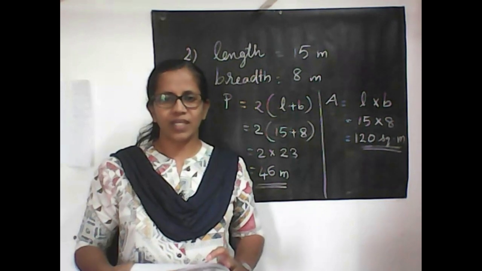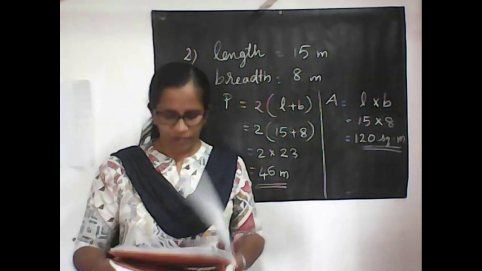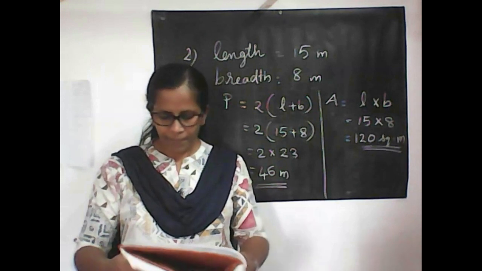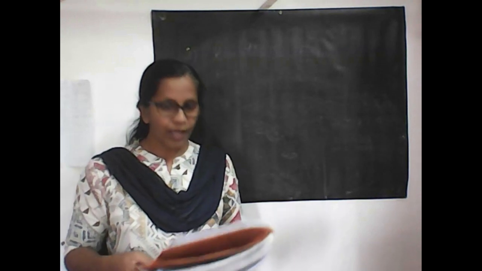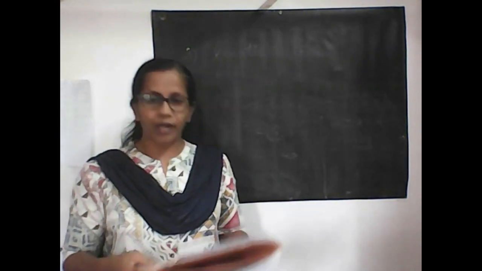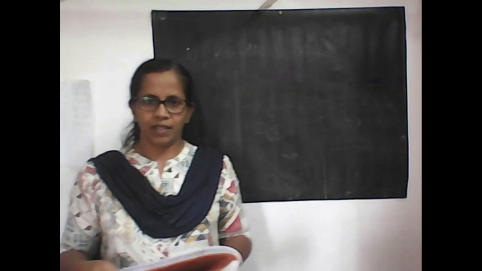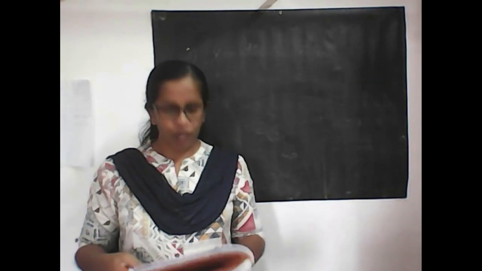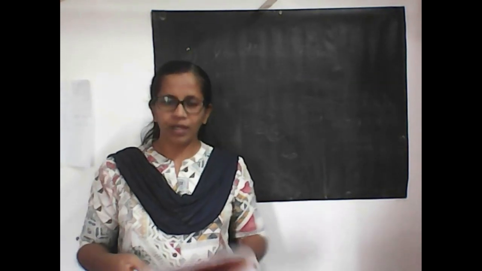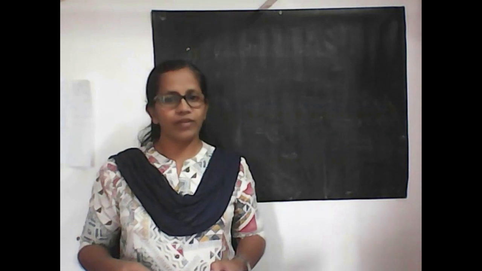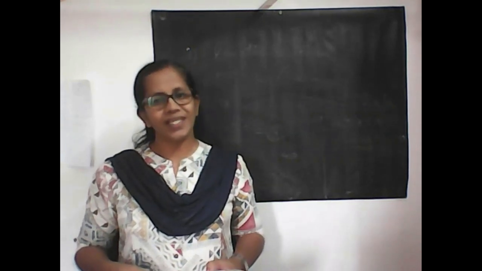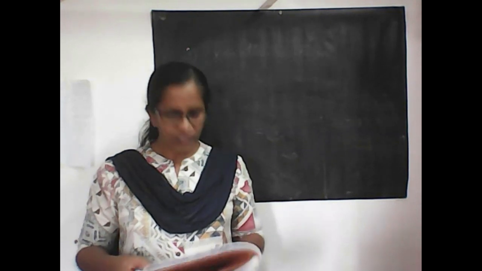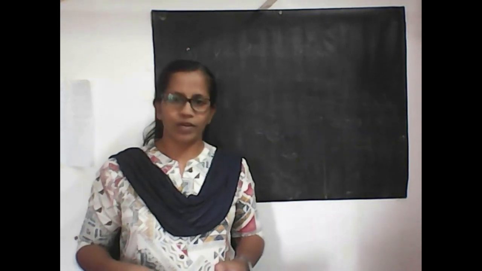Okay, so let us discuss one question from area. For that, please take your page number 161. Last question, D. The side of a square-shaped park is 20 meter. Find the perimeter and area of the park. It's clearly mentioned the park is square-shaped, and also only one side measurement is given. So it is understood that it is a square shape.